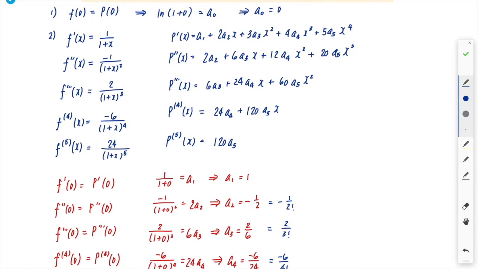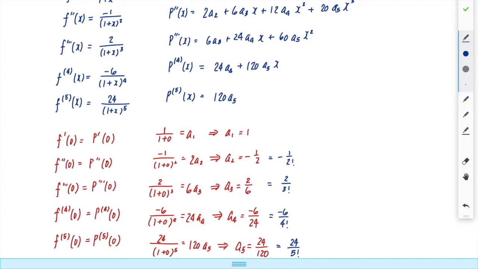How did you do in investigation 10? This is what I worked out. So I first worked out f prime of x and p prime of x up to the 5th derivatives. And then I let each derivative at 0 equal each other to solve for the coefficients a1 to a5. I also noticed that the denominators of each one of these coefficients is basically factorials, right?